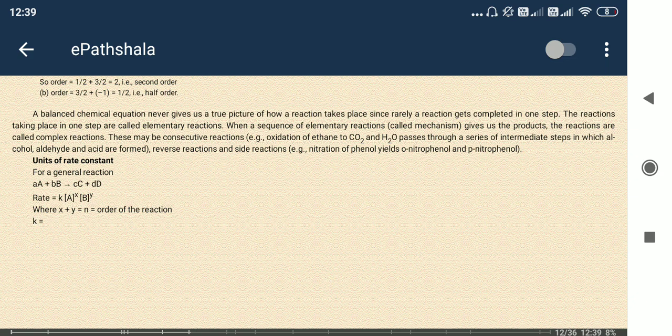This is from experimental data, that is how the reaction rate depends on the concentration of the reactant. So the values of x and y we need to calculate from experiments. The reaction order is written as x plus y. Okay, so next one.